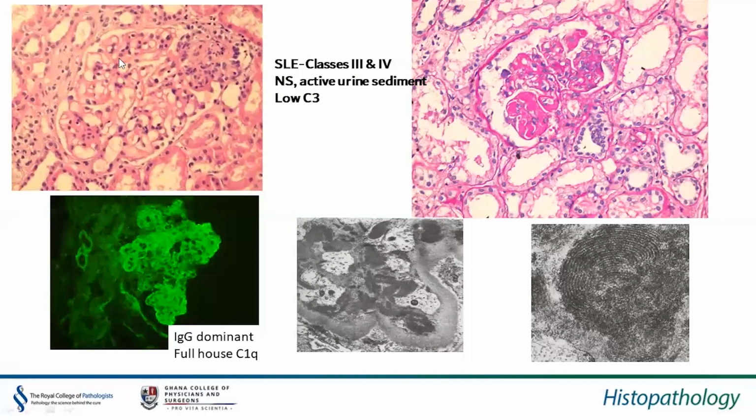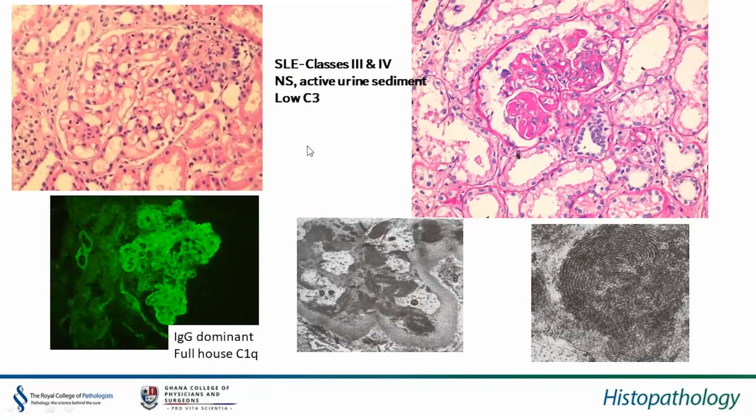These patients typically have nephrotic syndrome, they may have nephritic syndrome, they have very active urinary sediment, and they have low C3 levels. The low C3 levels occur because of deposition of the immune complexes in the glomerulus, activation of the complement cascade, and then with that activation, the C3 gets depleted from the blood and it gets deposited in the glomerulus where the complement activation is going on.